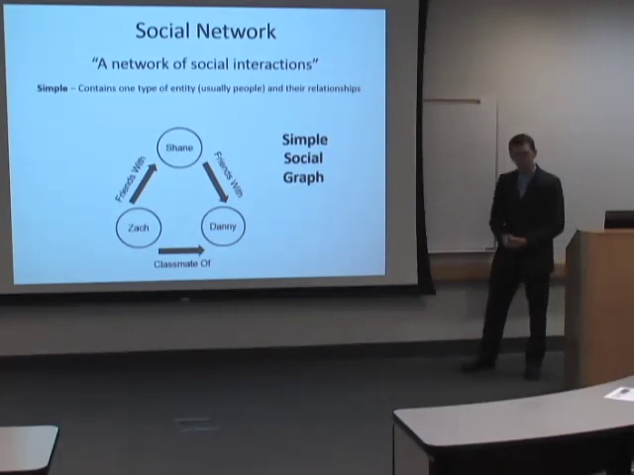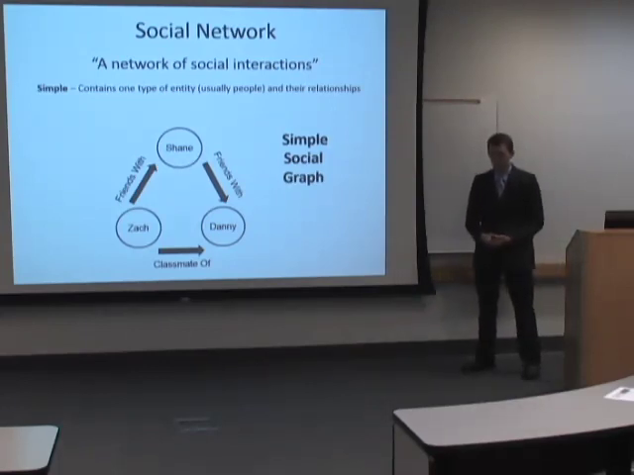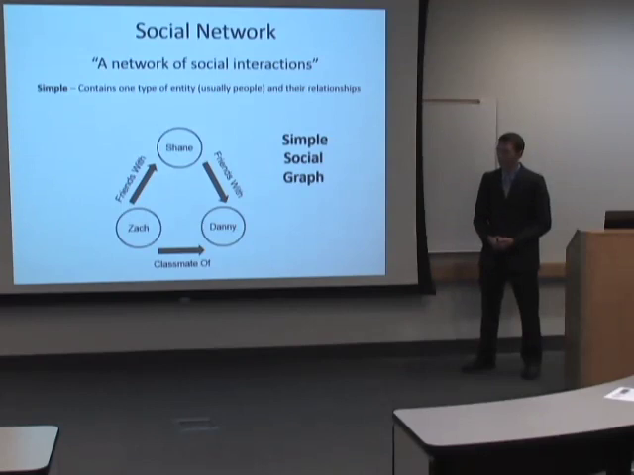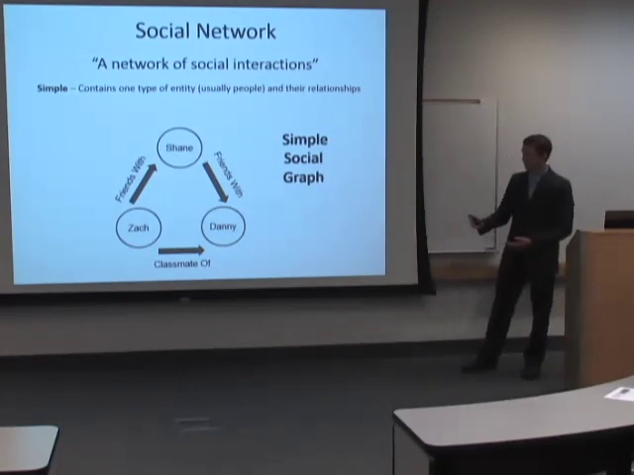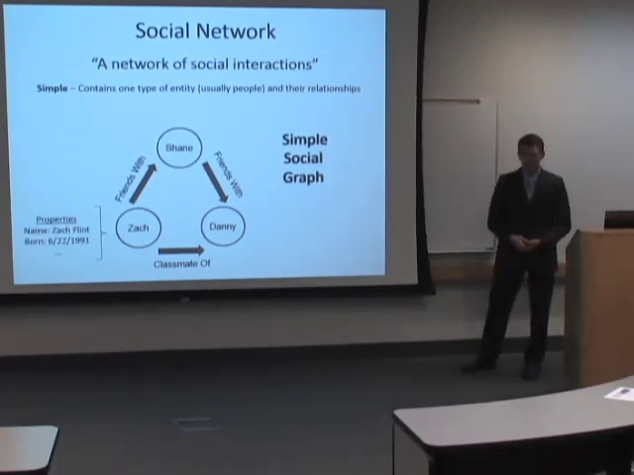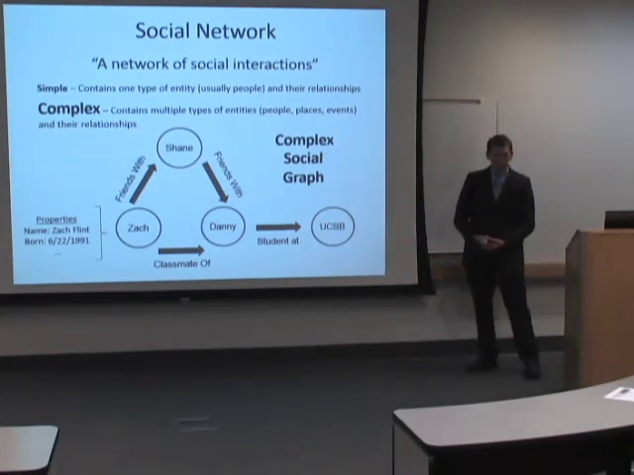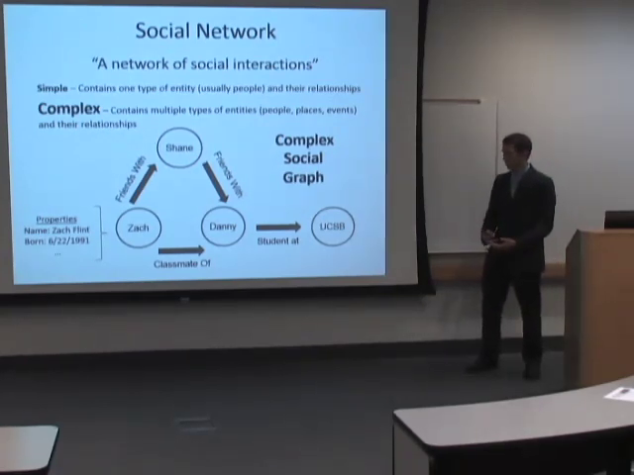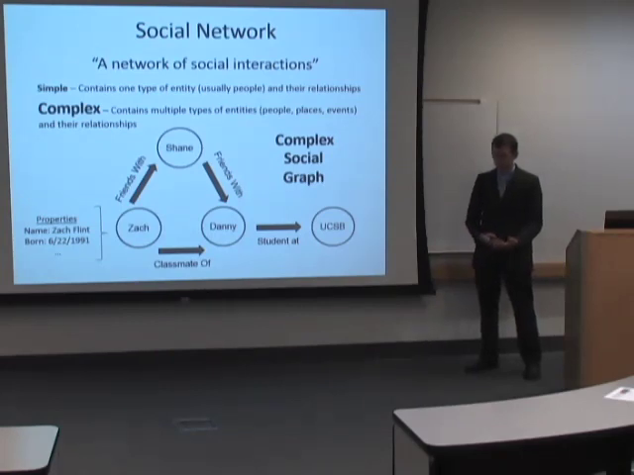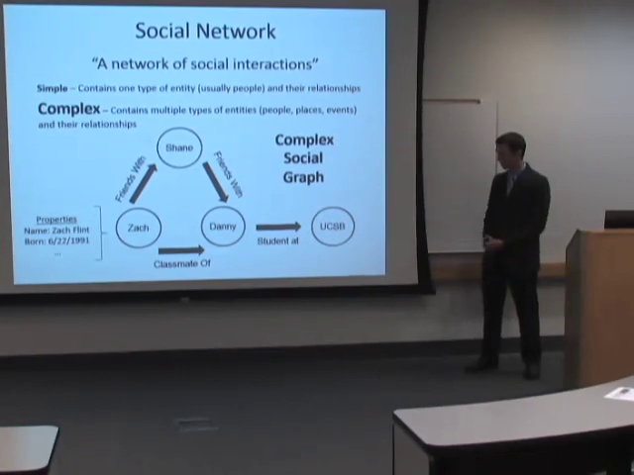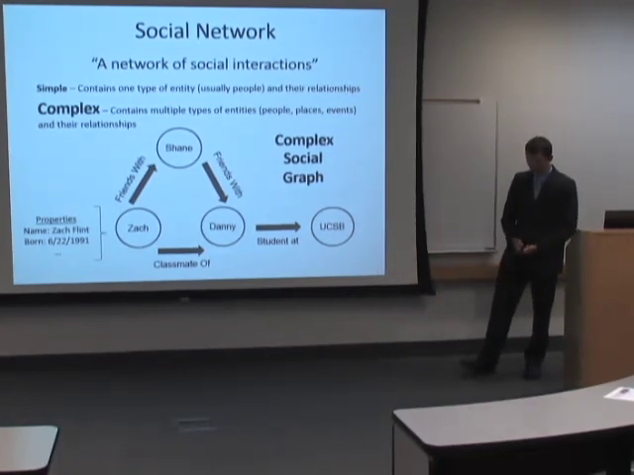a simple social graph. Okay, and the term simple here meaning there's only one type of entity represented. It's usually people, in this case it is. And each one of these can also have a set of properties associated with it. If we were to add something to this network that wasn't a person, it would then become a complex social graph that contains multiple types of entities, not necessarily limited to people, but you could also have places or events or institutions if Danny was a student at UCSB.